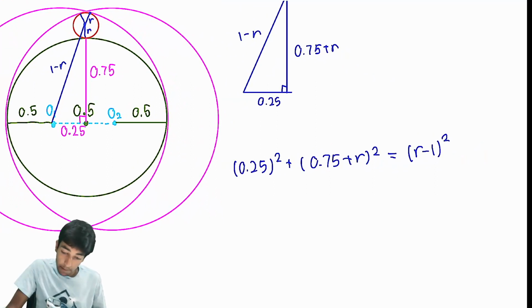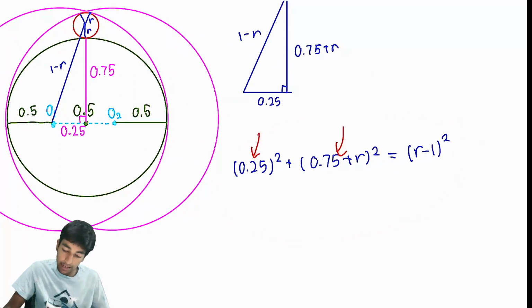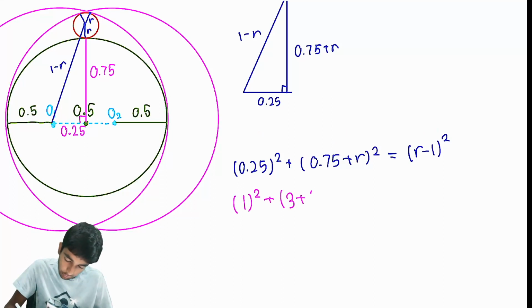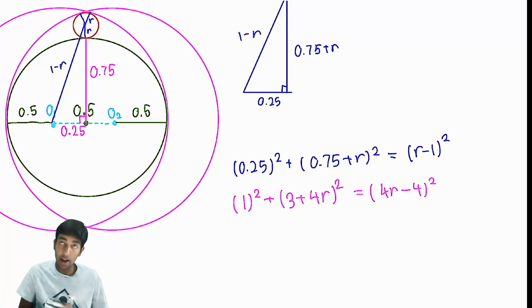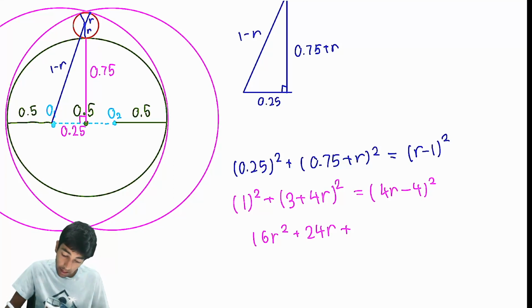So now let's multiply everything by 16. What that's going to do is multiply by 4 inside each of these squares. I'm just trying to get rid of these fractions. You don't have to, it's just making things simpler. Then we have (1 plus (3 plus 4R) squared) equals (4R minus 4) squared. And now we just expand. 16R squared plus 24R plus 9 plus 1, plus 10, equals (4R minus 4) squared, which is 16R squared minus 32R plus 16.